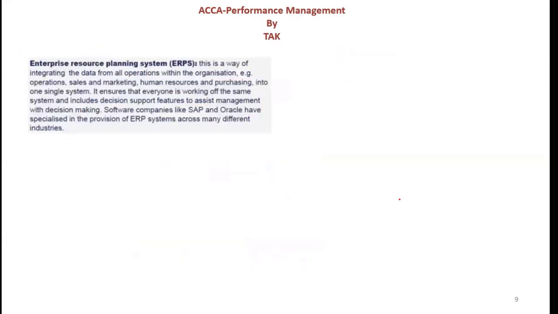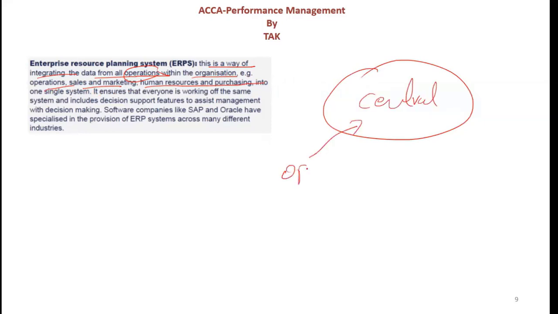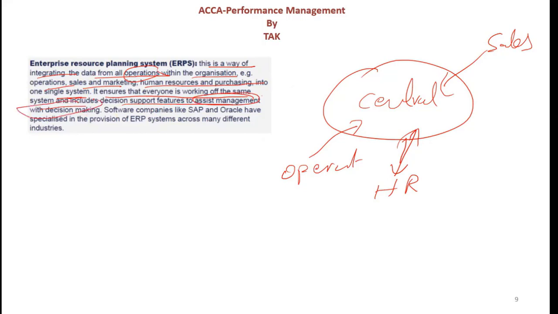Okay. Then ERPs are very well known planning systems, enterprise resource planning systems. This is something very well known in various organizations. It is a way of integrating the data from all operations within the organization, for example operations, sales, marketing, human resources. This is just a centralized system, where the operations, sales and HR people are all giving out their data into one single system. It ensures everyone is working off the same system and includes decision support to assist management with decision making.